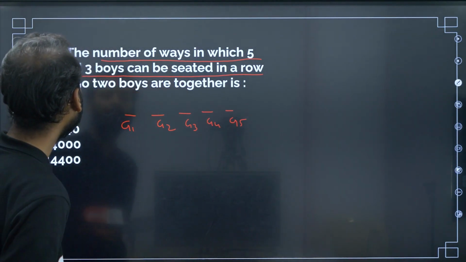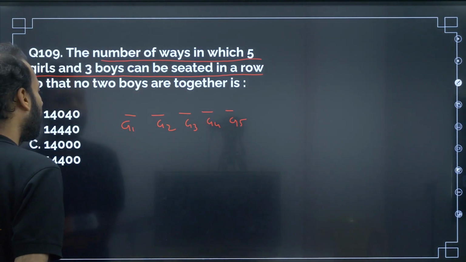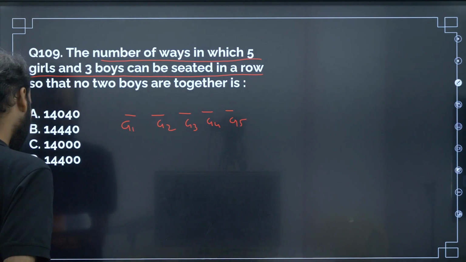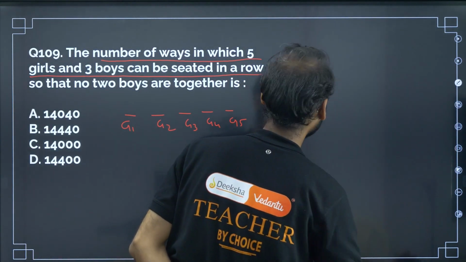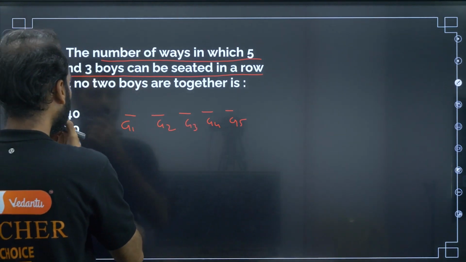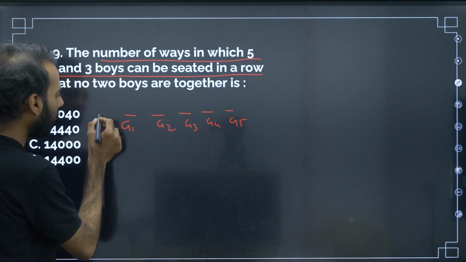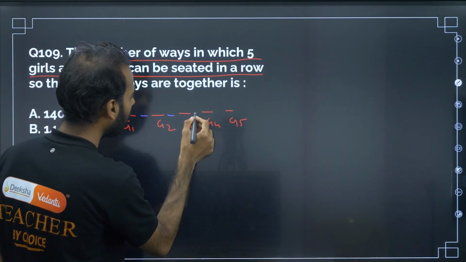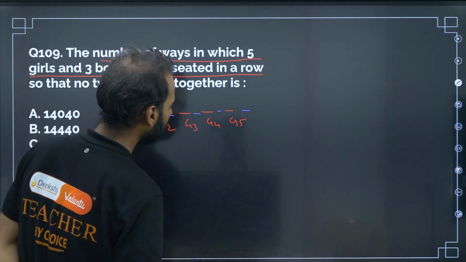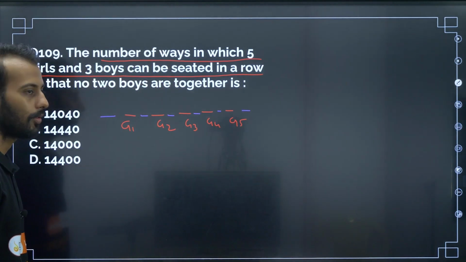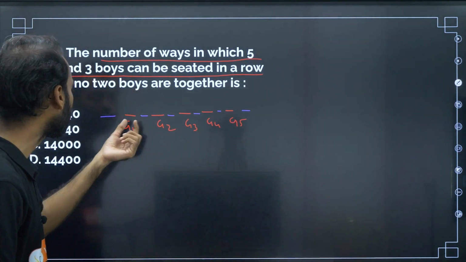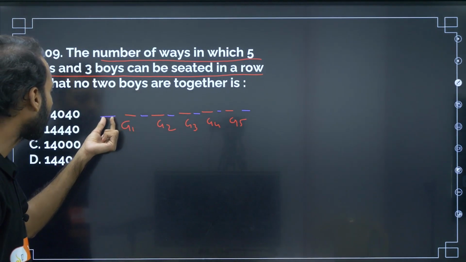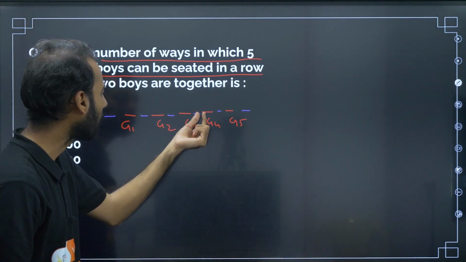Now to place these 3 boys in this row, how many places are there? See here, these 3 boys, we can place them here, or here. There is no other possibility. These 3 boys we have to place in these many places. So how many places are there for boys? 1, 2, 3, 4, 5, 6.